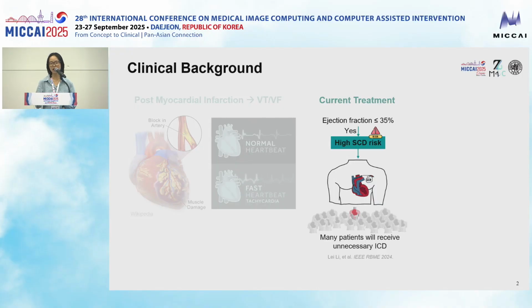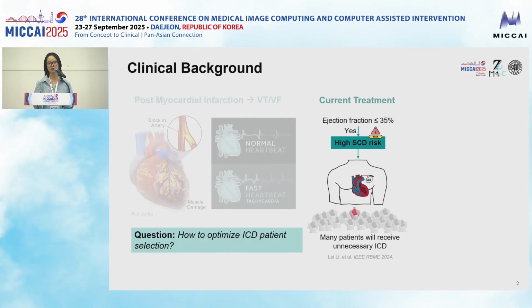This is actually not that accurate, which results in many patients receiving unnecessary ICD implantation. And conversely, some patients are actually at high risk for sudden cardiac death, but they are unluckily filtered out by this inaccurate metric. So we need to change the situation, right? We need to optimize the ICD patient selection. How could we do this?